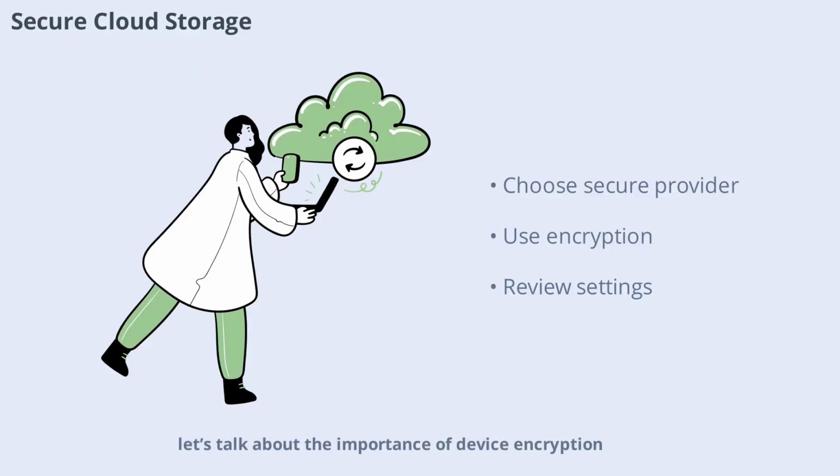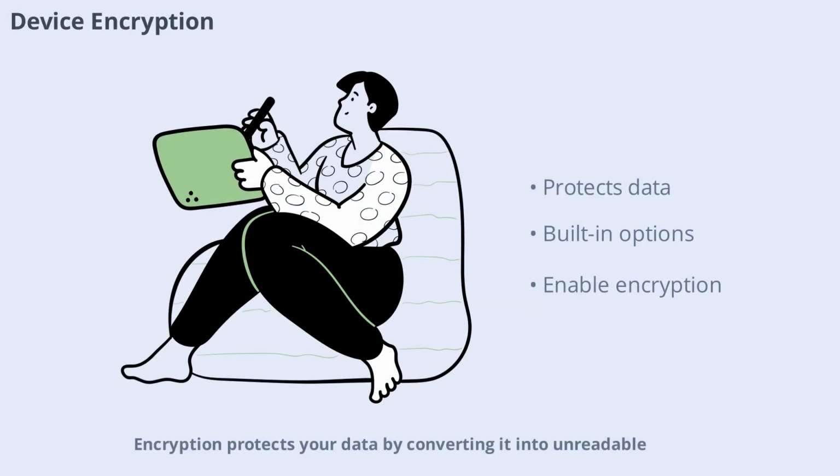Up next, let's talk about the importance of device encryption. Encryption protects your data by converting it into unreadable code that can only be unlocked with the right key. Most modern devices offer built-in encryption options. Enable encryption on your devices to keep your information safe, even if your device is lost or stolen.